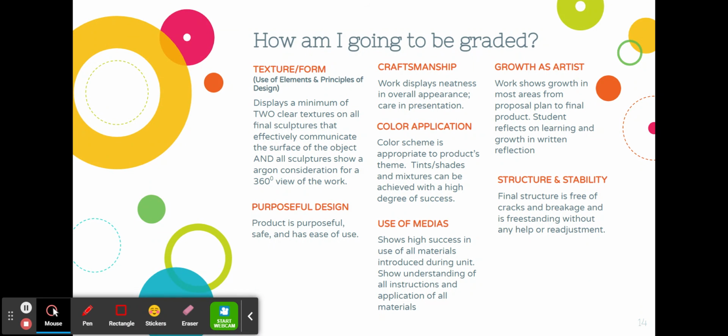So last two slides, how am I going to be graded? So here is a list of things. We're going to go over them more in class, but you can see all of the 7 things that you will be expected to show in your final work. Texture and form, is it three-dimensional? Did you show at least 2 textures in your design? Is your design purposeful? In other words, it's easy to use and it has purpose and it isn't just random thoughts. It's purposeful and it will be effective as a tic-tac-toe game piece.